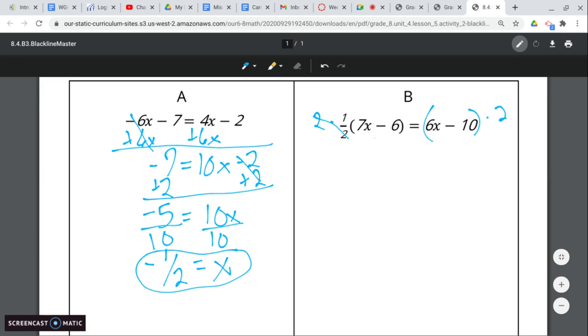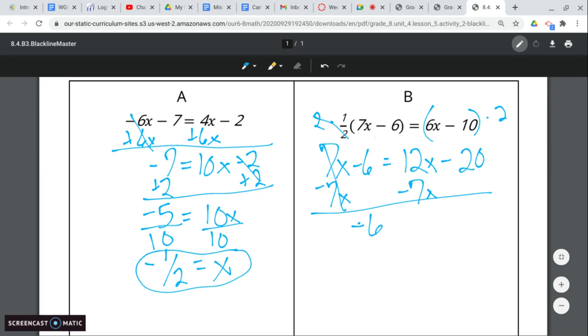So it just makes it easier. So now we have 7x minus 6 equals 6 times 2 is 12x minus 10 times 2 is 20. And so now from this point here, we have 4 different ways to start once again. So I'm going to start by subtracting 7x. That cancels. So we have negative 6 equals 12 minus 7 is going to give us 5x minus 20.